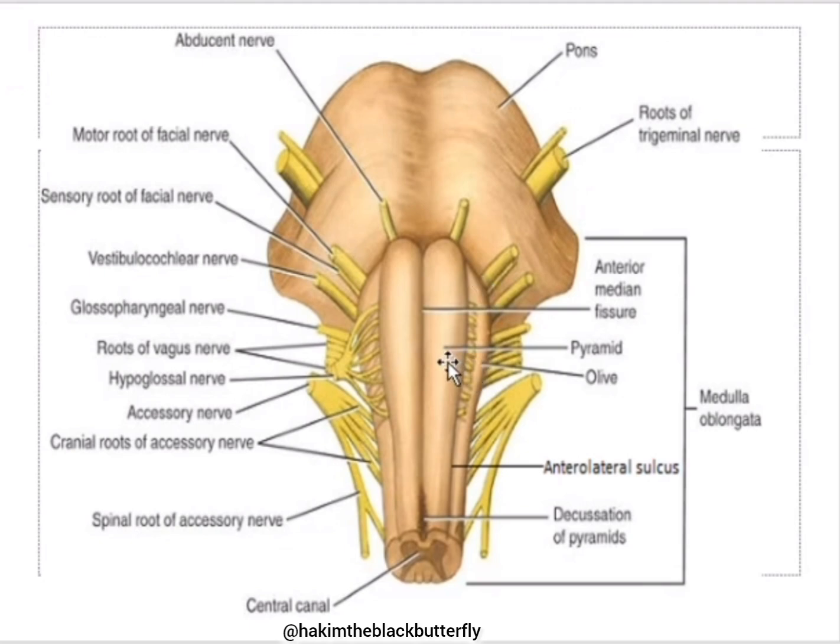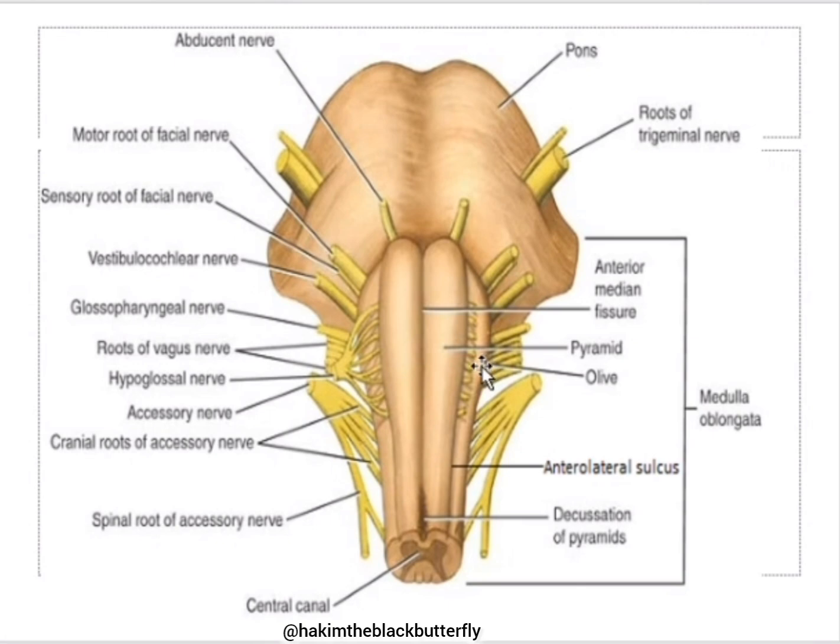Separating the pyramids from the olive is the anterolateral sulcus. And within the lateral sulcus, we are seeing the roots of the hypoglossal nerve originating.